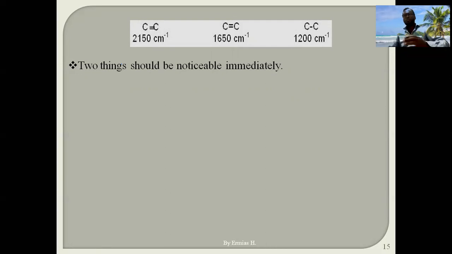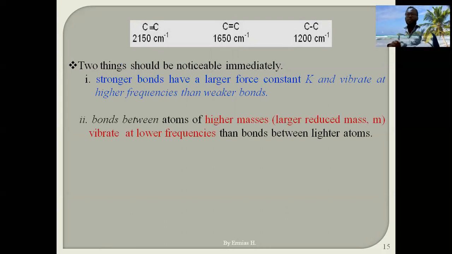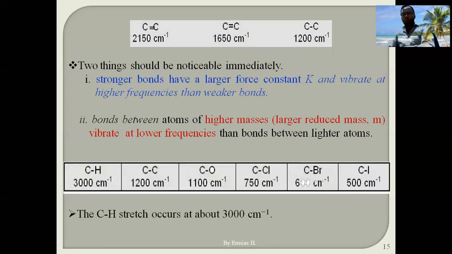So there are two things that should be noticeable immediately. The first one is, the stronger the bond, the larger the force constant, and it vibrates at higher frequencies than the weaker bonds. The other one is that bonds between atoms of higher masses, with a large reduced mass, vibrate at lower frequencies than bonds between lighter atoms. So this is the CH stretching, which occurs at about 3000 centimeter inverse.